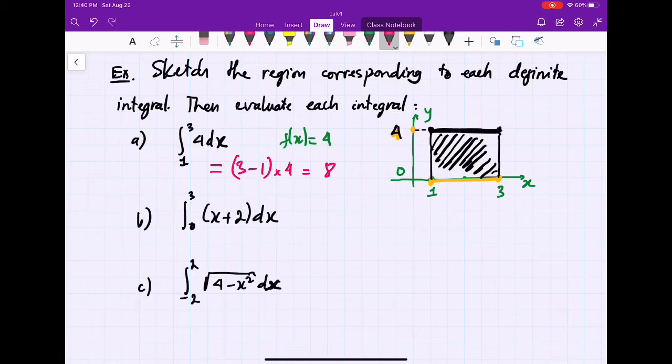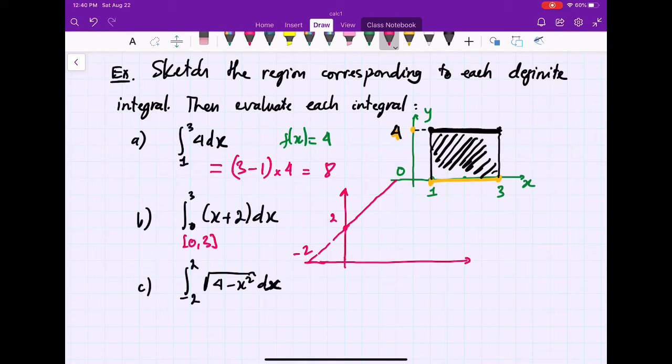The second integral, you have the function f of x equal to x plus 2, and the interval is 0, 3. Look at this. So let me graph the function. You have y equal to x, and then you shift it by 2 units, right? Let's say this is 2. This is negative 2. So that is your function.